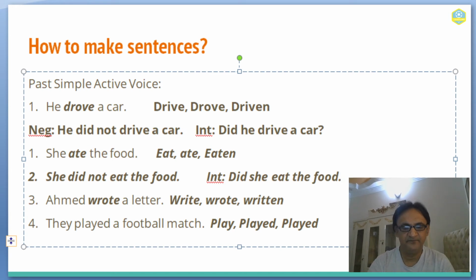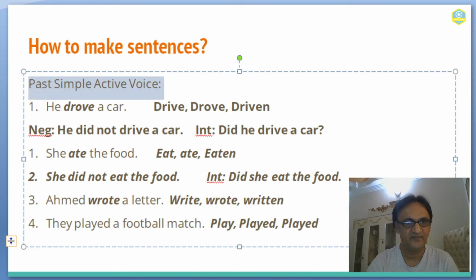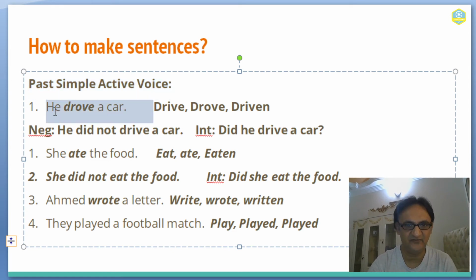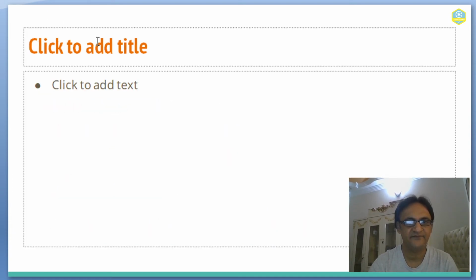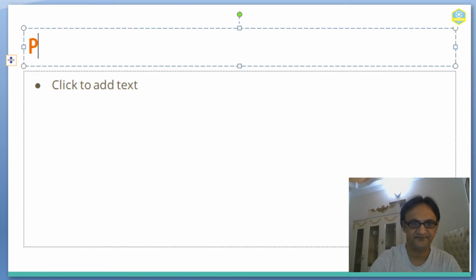So this is the way you can make the sentences. Let's make these sentences into passive voice now. I'm sure you understood how to make these sentences. Let's make it in the passive. So I'll copy the first sentence. Passive voice.